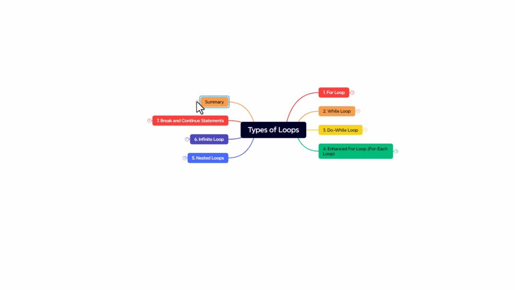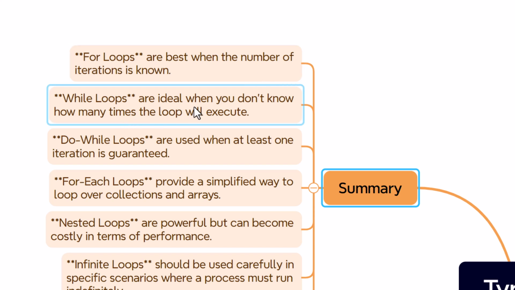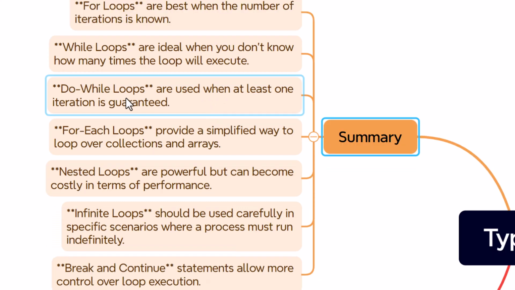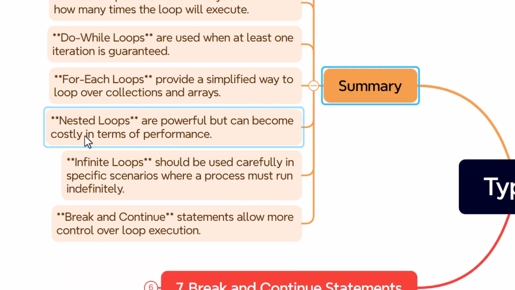So in summary, we can say that for loops are best when the number of iterations is already known. While loops are ideal when you don't know how many times the loop will be executed. Do while loops are used when at least one iteration is guaranteed. The for each loop provides a simplified way to loop over collections and arrays. Nested loops are very powerful but can become costly in terms of performance.